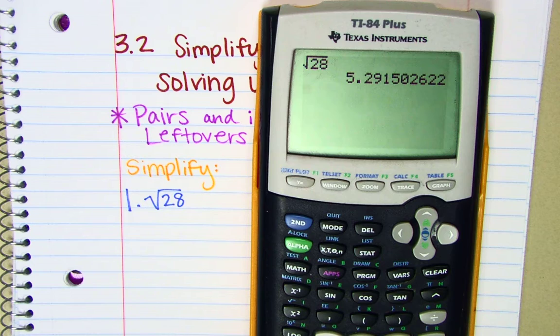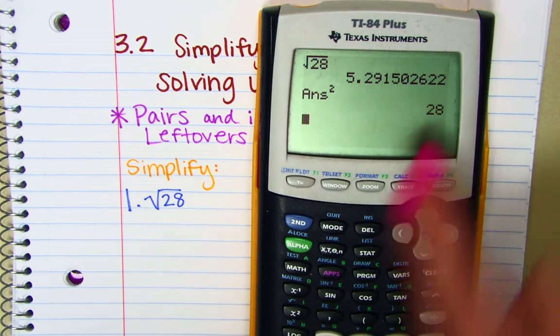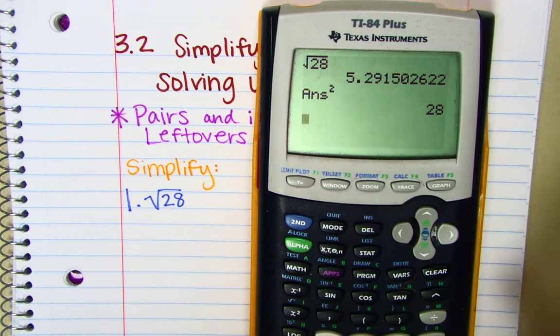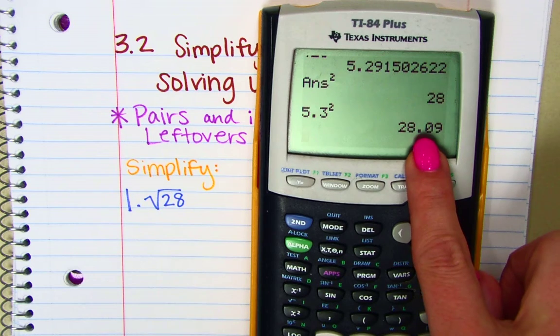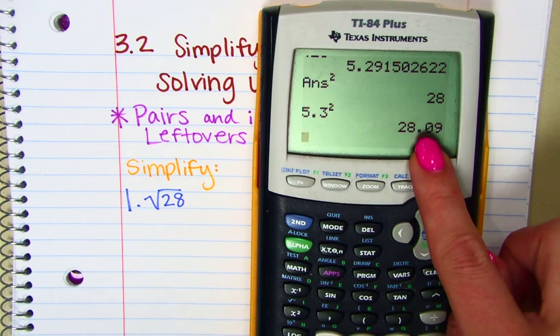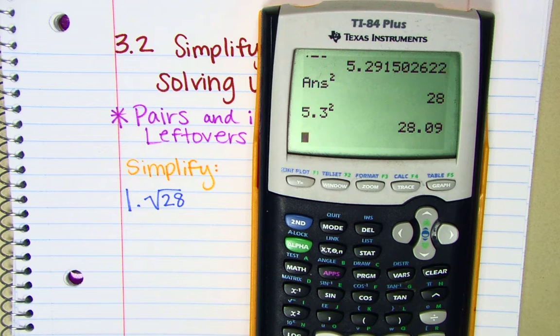If you multiply 5.291502622 times itself, you will get 28. In fact, if I square my answer like that, it gives me 28. But if I round, like we have to do, what if I said 5.3? If I did 5.3 squared, it doesn't give me 28. It gives me 28.09. It's not precise, so that's why I don't like to do that. We're going to simplify it another way so it's more perfect. It's kind of like how I don't like 0.333333333, but if you make it 1/3, that's precise and you don't have to round.